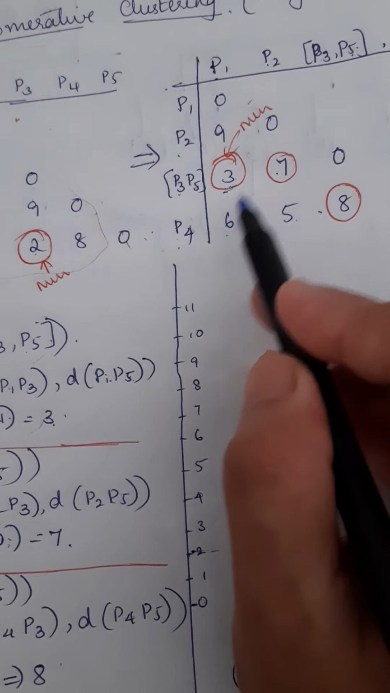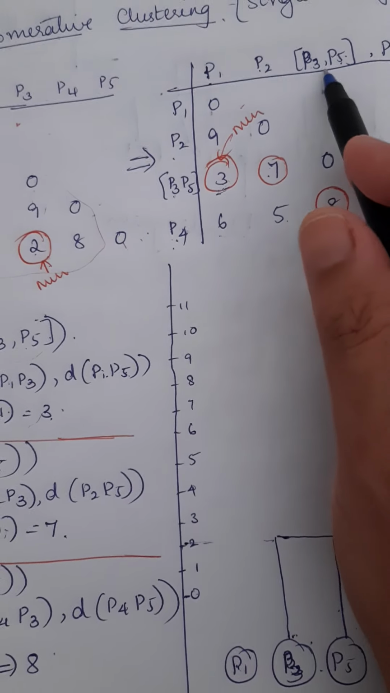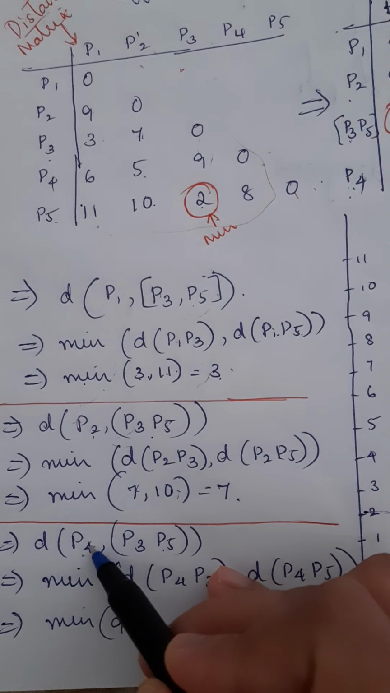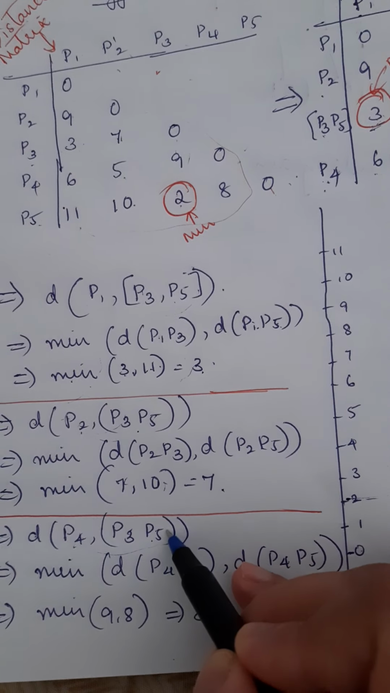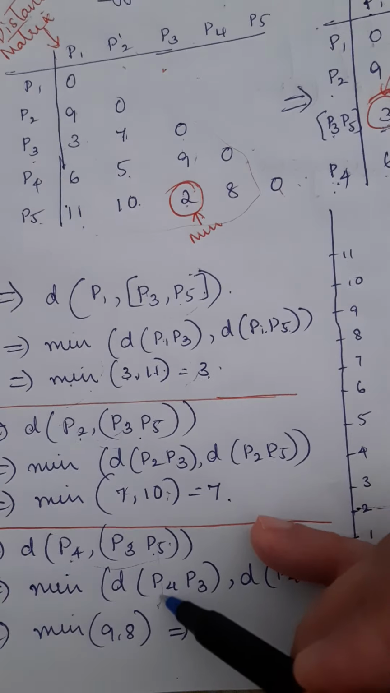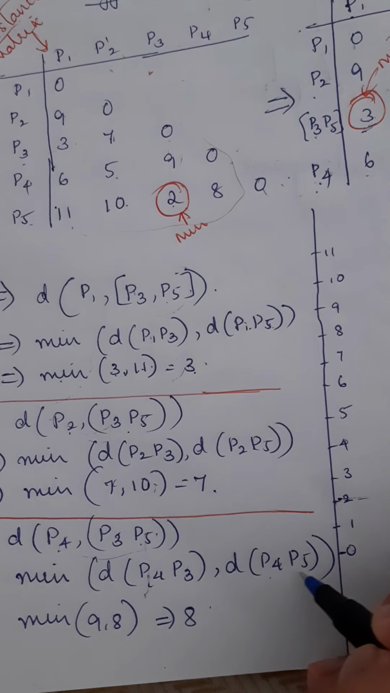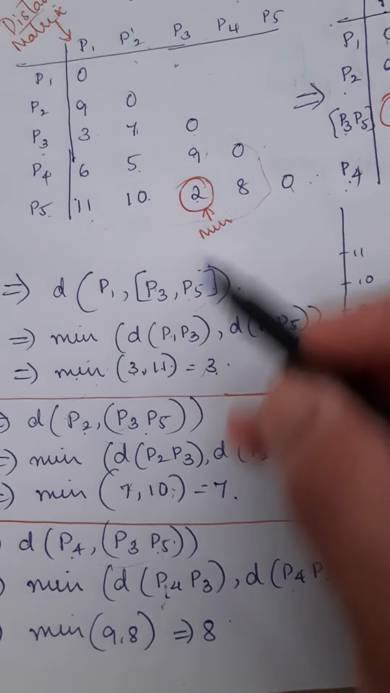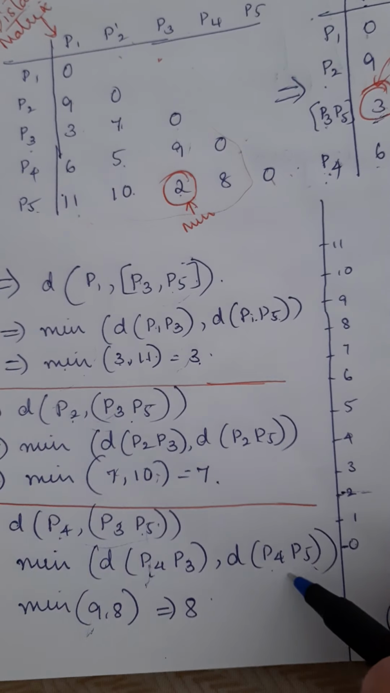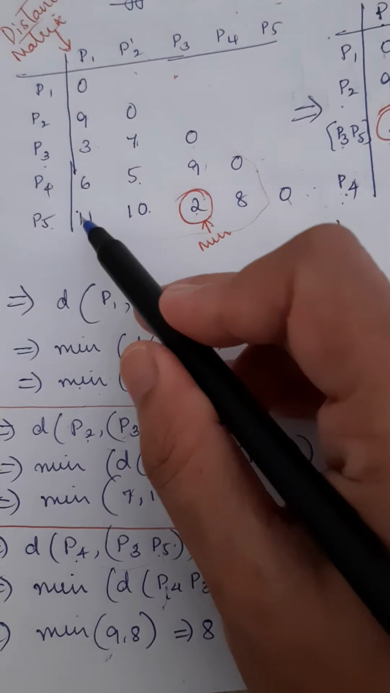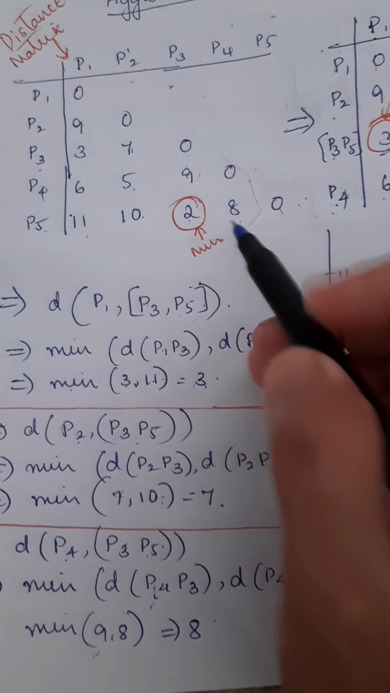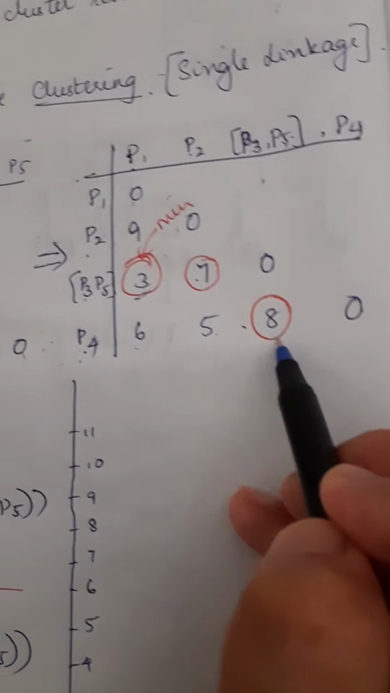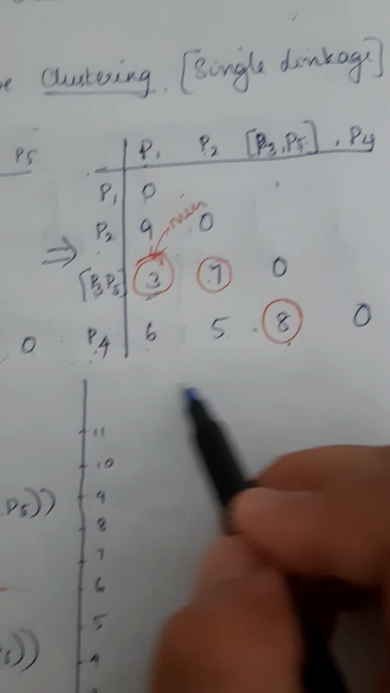Okay. Next one, between P4 and P3, P5. So again, P4, P3, P4, P5, minimum. So P4 and P3, what is the distance? 9. So I have written 9 over here. Then P4 and P5. P5 and P4 is 8. 8 I have written. Minimum is 8. So you get the value of 8. Okay. So this is the second matrix.